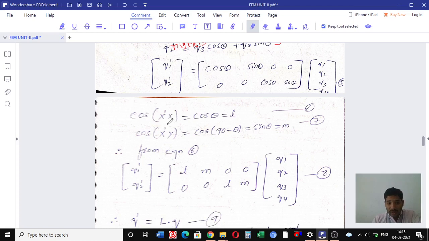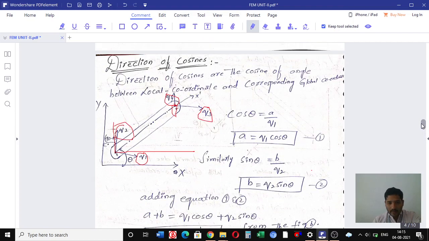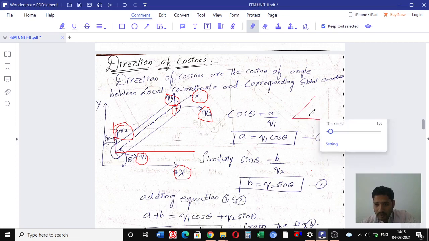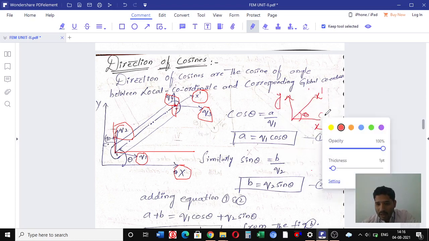Then after that, this cos x dash x. So you need to observe this figure. X dash x is equal to cos theta I am representing here. So let us see the figure, then you can easily understand. So this x dash into x, we can say that cos theta value. In this way, let us see. I will draw this figure here. This is theta and this is x dash. This is x direction and this is y direction. Clear?